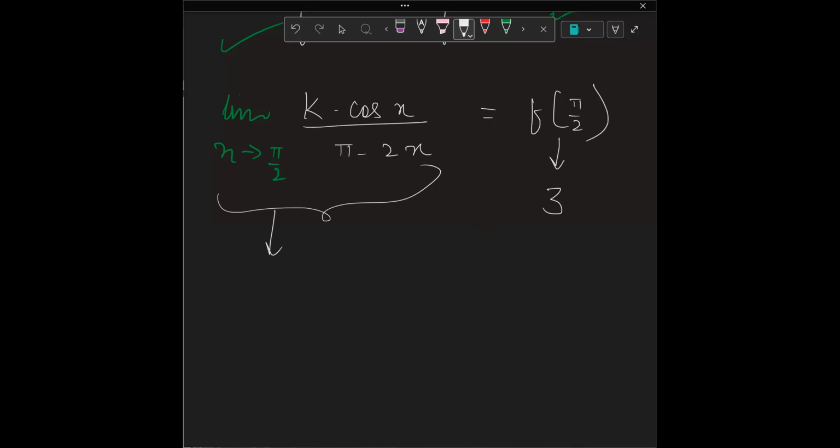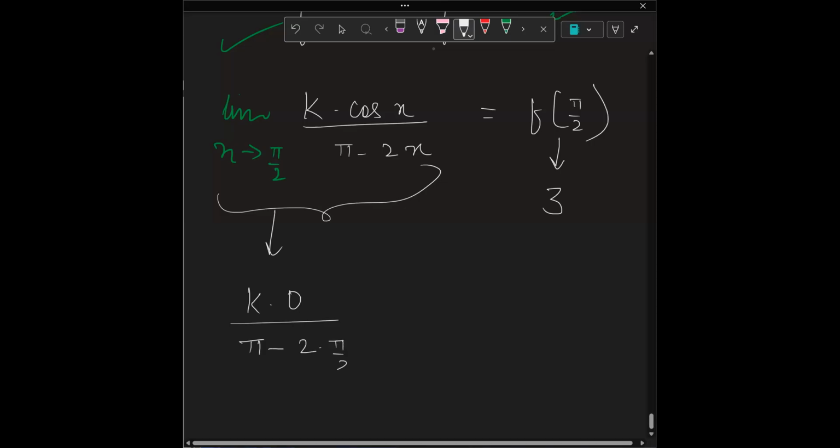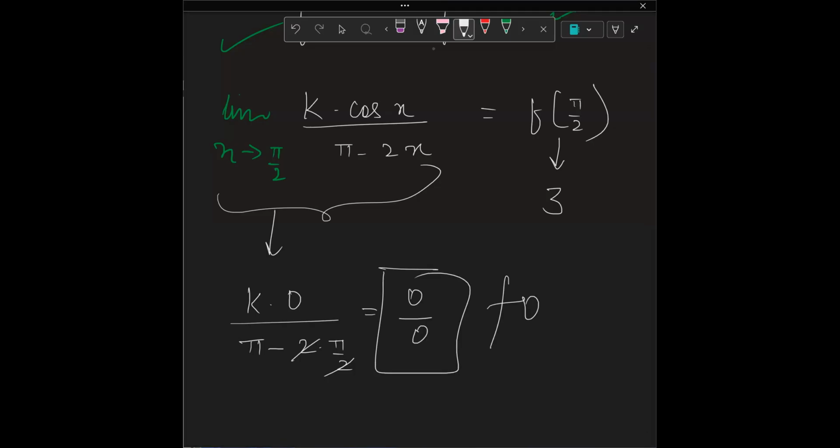First of all, what you have to do when you have to solve the limit. सबसे पहले आपको जो आपका फंक्शन है उसमें वैल्यू पुट करके देखना है. You have to just substitute the value of x in that function. So अगर आप पाई बाई टू पुट करोगे, so x पाई बाई टू, cos पाई बाई टू is 0 over pi minus 2 pi by 2. So this is 0 and this is 0. So this is 0 over 0 form.